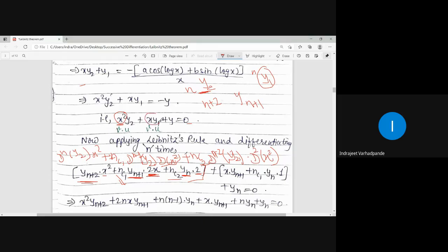Again we apply it for this term x into y1. What will you be taking here as u and as v? For the second term, what will you write down? What will we take as u? Y1. Why? Because the nth derivative can be calculated for y1. So what will be the step? dn of y1 into x plus nC1 dn minus 1 of y1 into d of x.